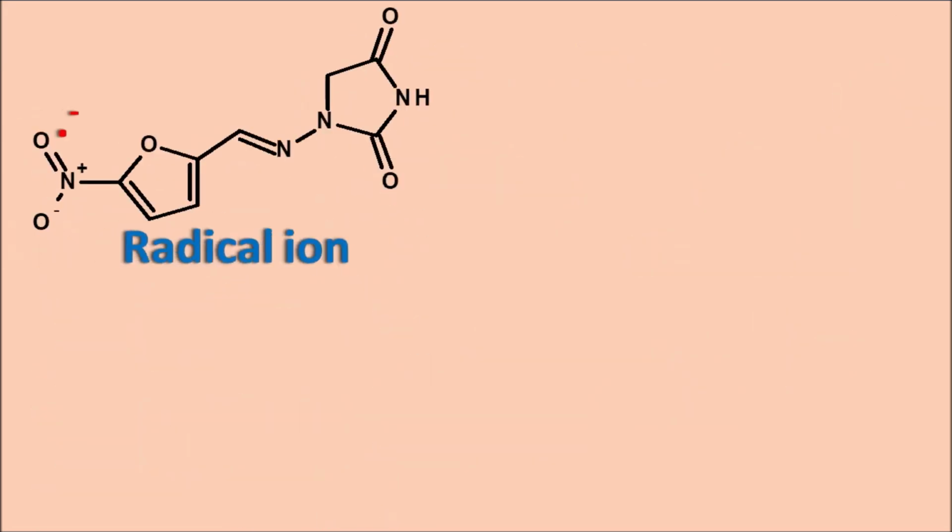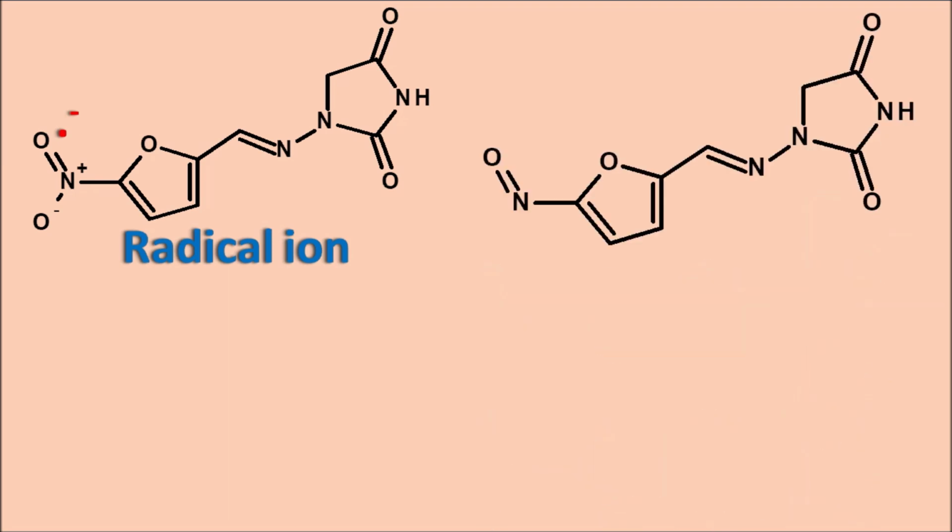Now we have seen the two important metabolites. One is the nitrofurantoin radical ion, which is formed by the addition of one electron. Similarly, another one is the nitroso derivative. Here the nitroso derivative is very important for activity, and this nitroso compound can act as a nucleophile so that it can undergo nucleophilic attack on the important cell components of the bacteria.